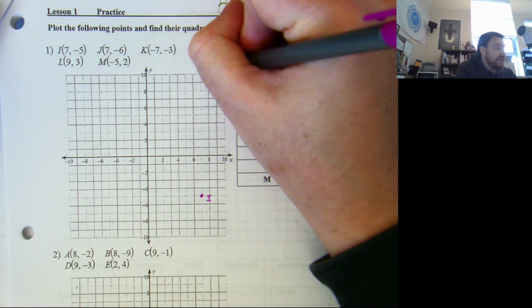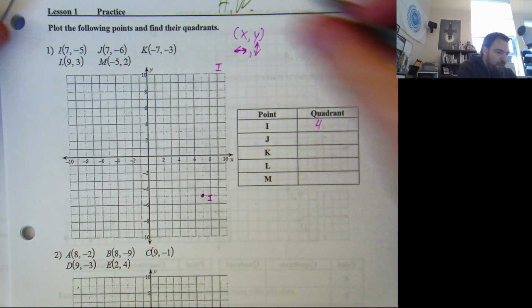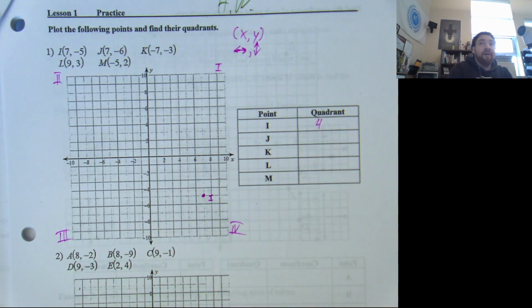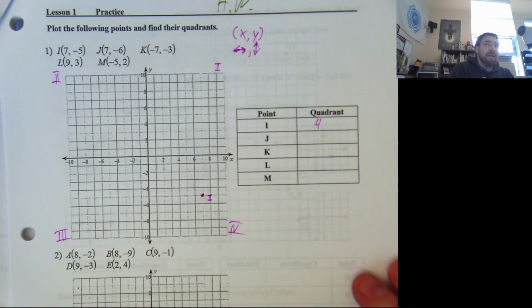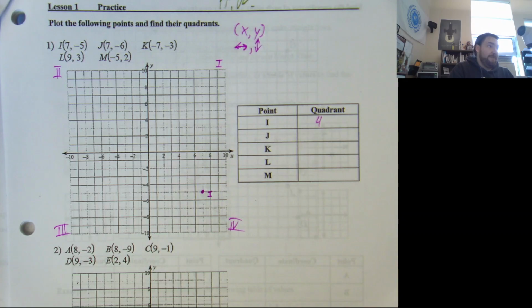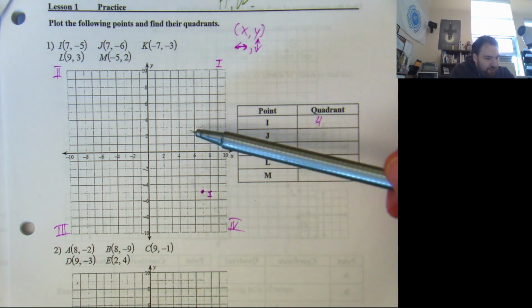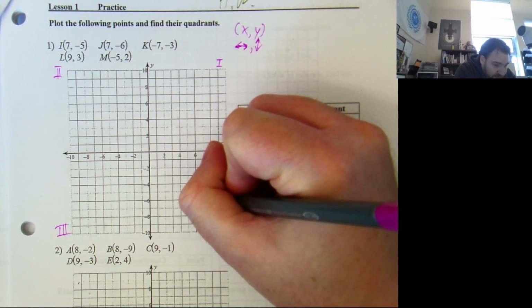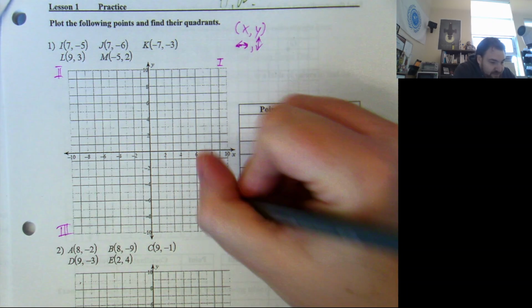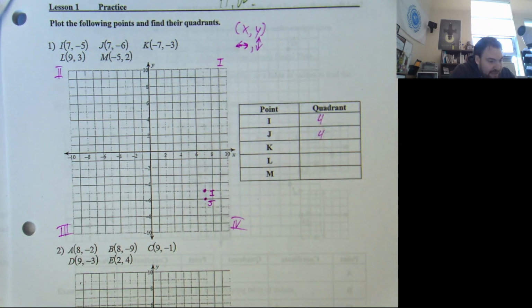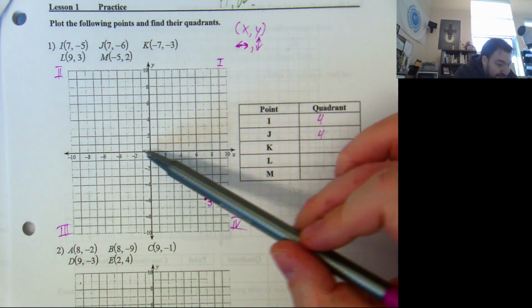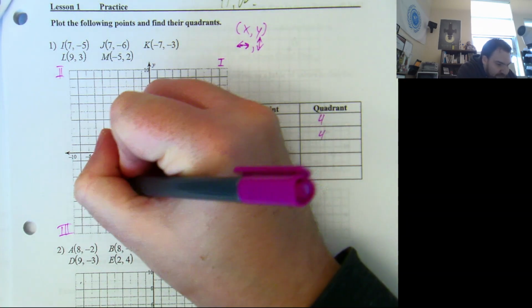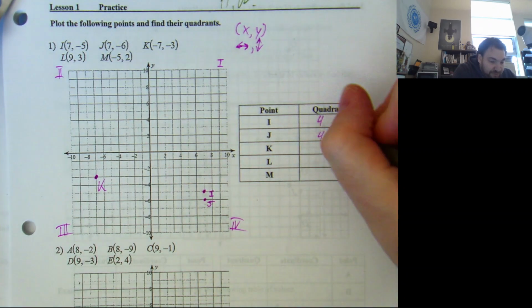Because if you recall, this actually might be new yesterday, the quadrants go 1, 2, 3, 4, counterclockwise. So that was I. J is 7, -6, so that's just right below I. Also quadrant 4. K was -7, -3, so you're going left on the x, down on the y. That should have been that guy right there. That's K, which is in quadrant 3.